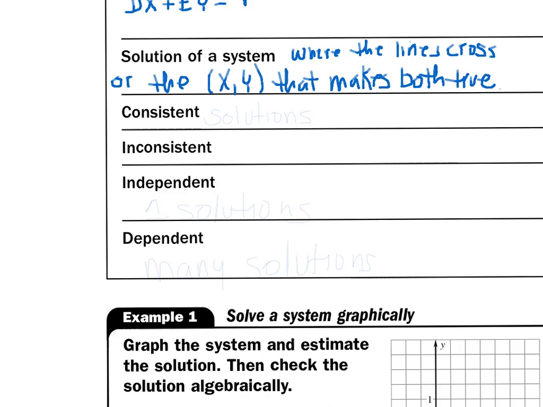So, if it has one solution, the two lines cross at some point. If it has many solutions, the two lines are graphed on top of each other. They're really one line. The other thing it could be is inconsistent. Inconsistent has no solutions because the lines are parallel.